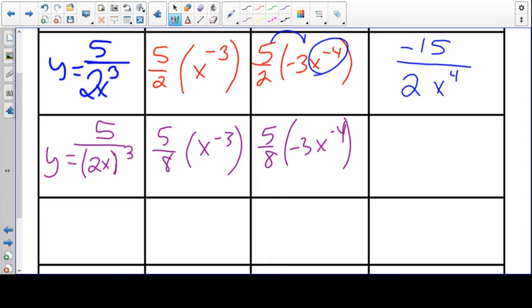So same idea as the example above. Negative 3 times 5 gives me negative 15. 8 stays on the bottom. X to the 4th.